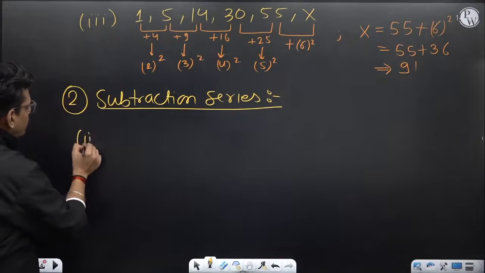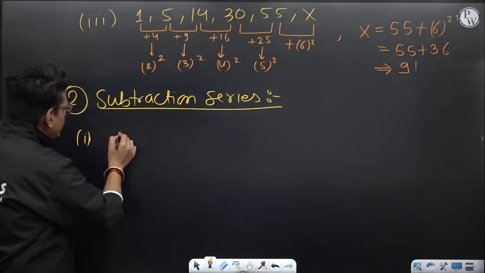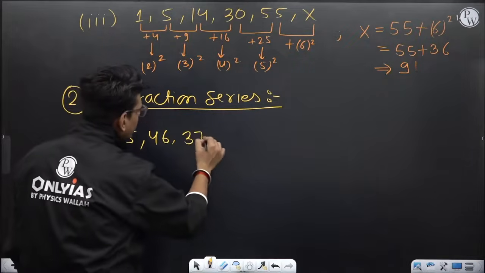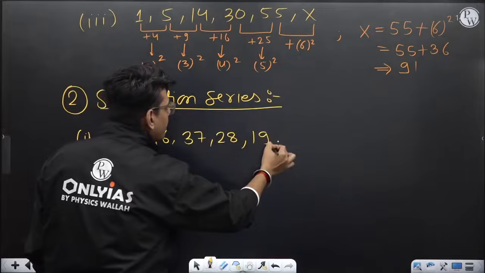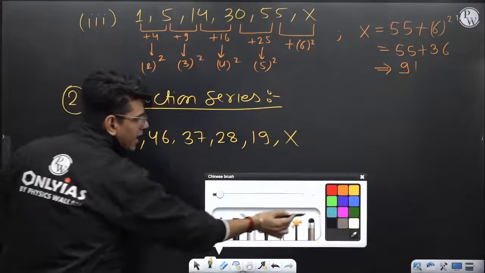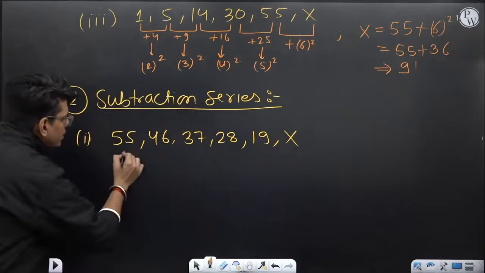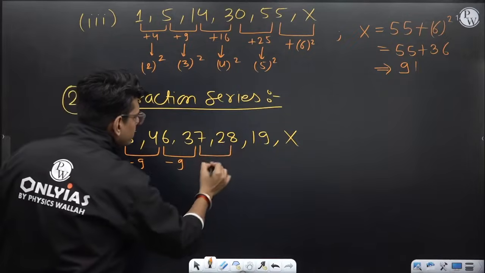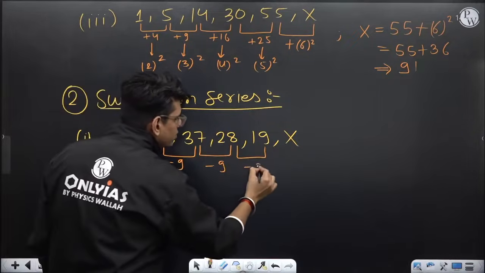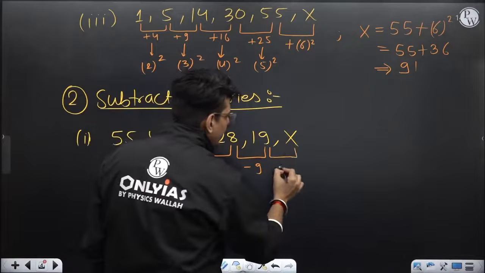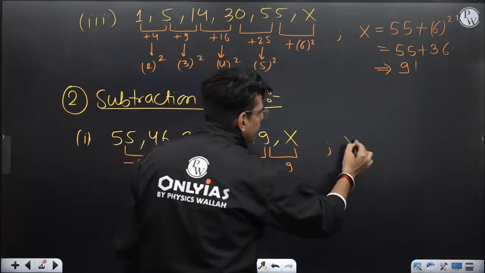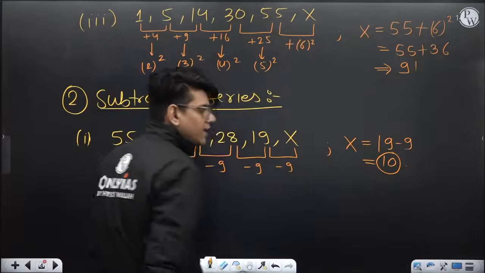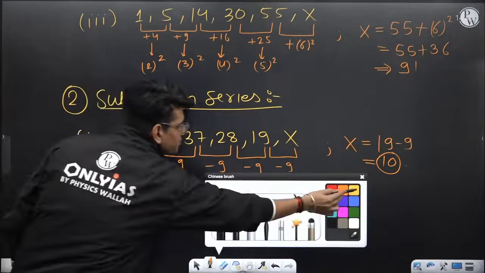So the first example from the subtraction series is, suppose the series is 55, then 46, 37, 28 and 19, and we are asked what is x. If we analyze the difference between the consecutive terms here, the difference is minus 9, again minus 9, again minus 9. The difference is common. This is also an AP, right? So again the difference will be minus 9. So x will be nothing but 19 minus 9, which gives the value of x, which is 10. This can be an example of a subtraction series.